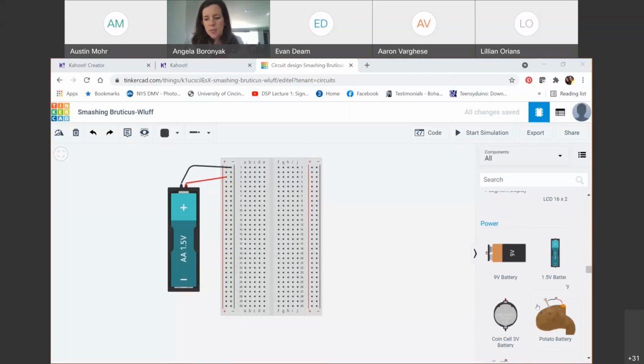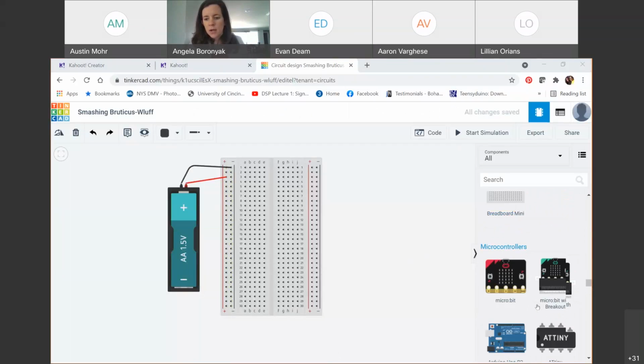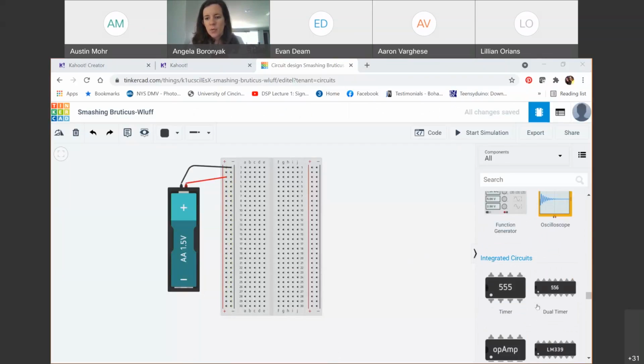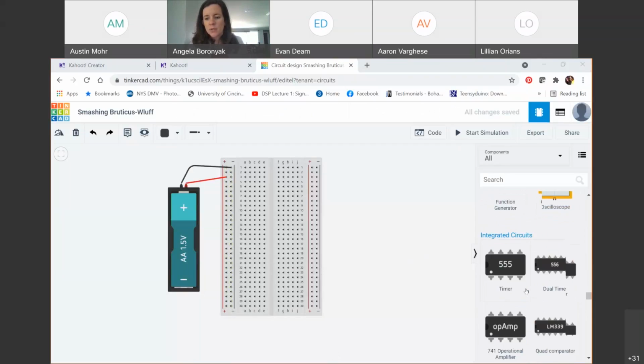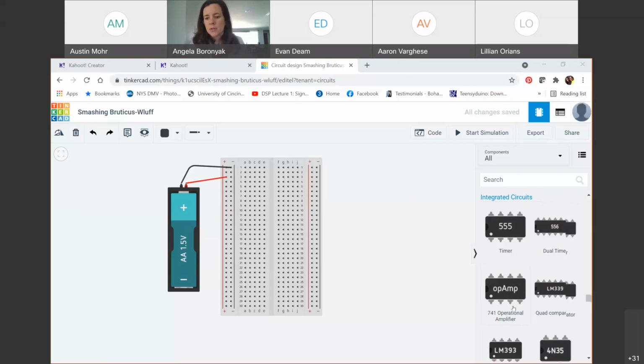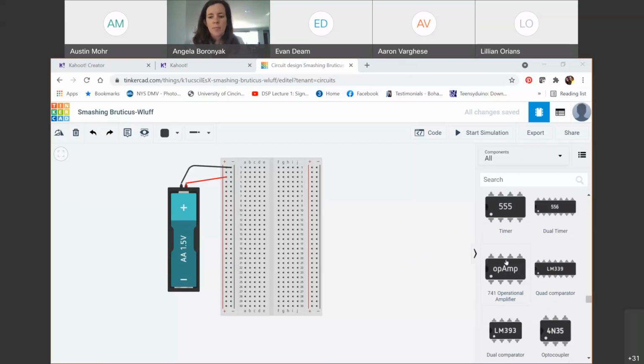Let's get ourselves an op amp now. So I'm going to scroll down. I should have brought a mouse to do this too. That would have been very helpful. Make sure again you're on all components. And here's our op amp. He is a 741. That's just the specific type of op amp. There are other ones you can get from him.